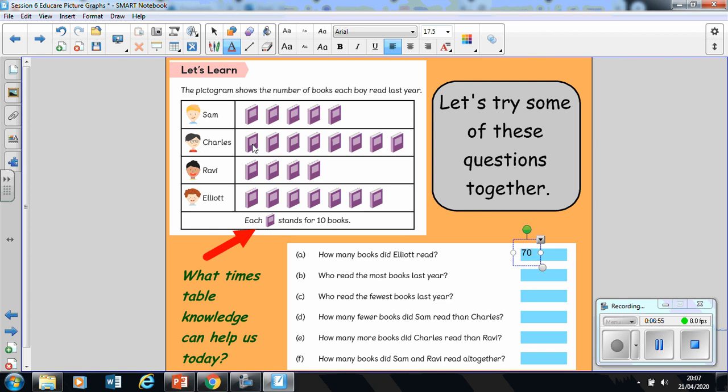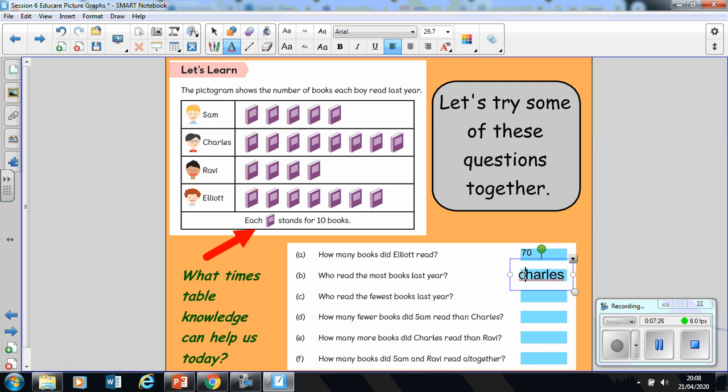So one group of 10, two groups of 10, three groups of 10, four groups of 10, five groups of 10, six groups of 10, seven groups of 10, eight groups of 10. So I know that Charles read the most amount of books because he's got 8 groups of 10, which makes 80. And I'm going to write his name in the box. Okay, so Charles read the most amount of books.